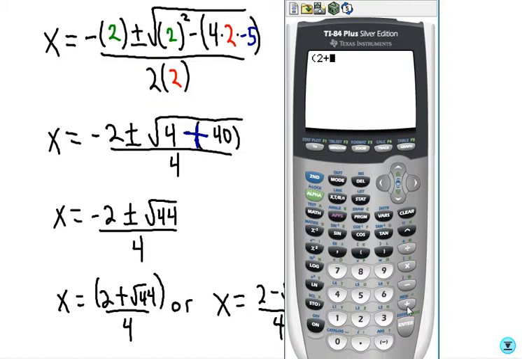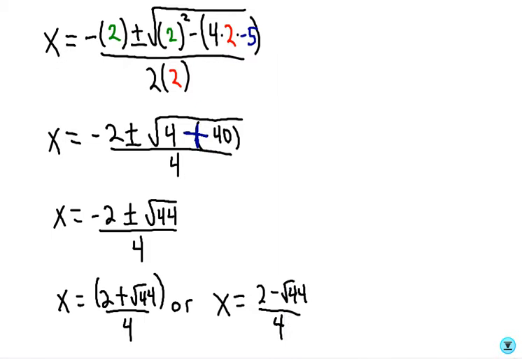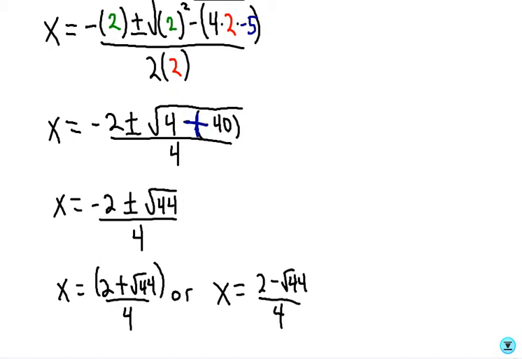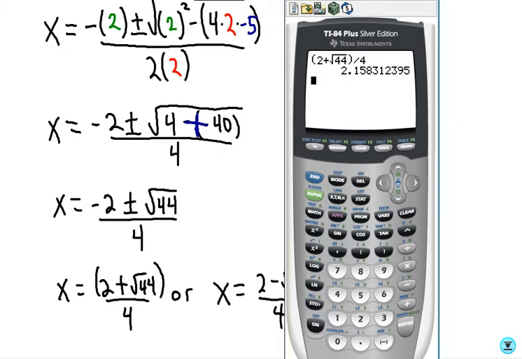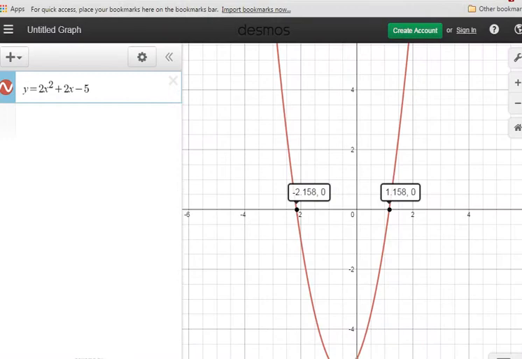So I'm going to say 2 plus the square root of 44. We're just separating that out, and then all of that divided by 4. Right? And then what we end up getting there is 2.15. Hey, wait, wasn't I supposed to get 1.158? Wait, so these numbers aren't matching up here, right?